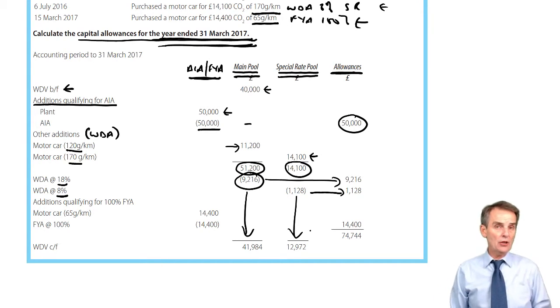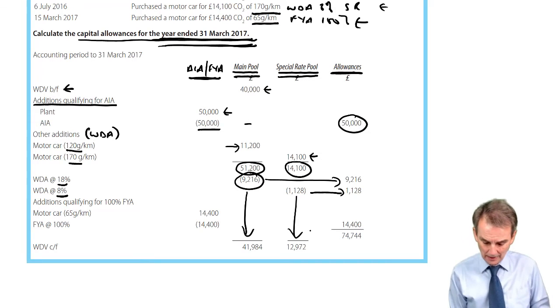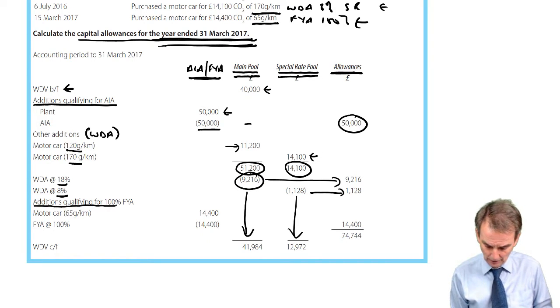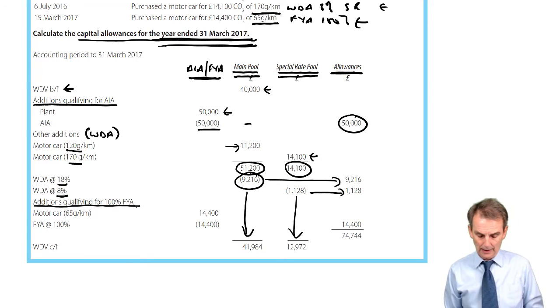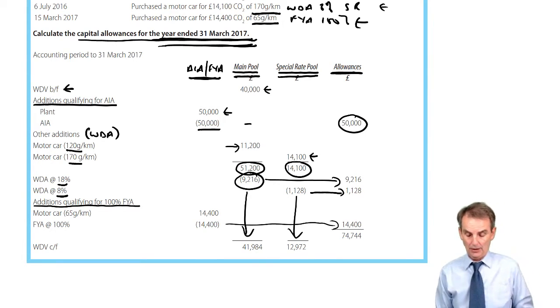But we haven't quite finished this computation because we did then have additions qualifying for 100% FYA. That was the low emission car, 100% FYA, which again means all of that expenditure goes into the allowances available column and there's no residue to go to either of the pools. FYA is 100%.